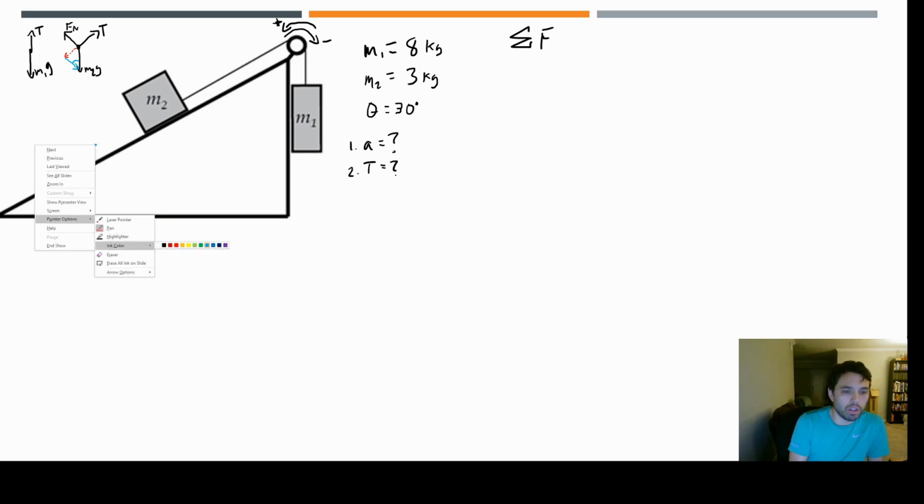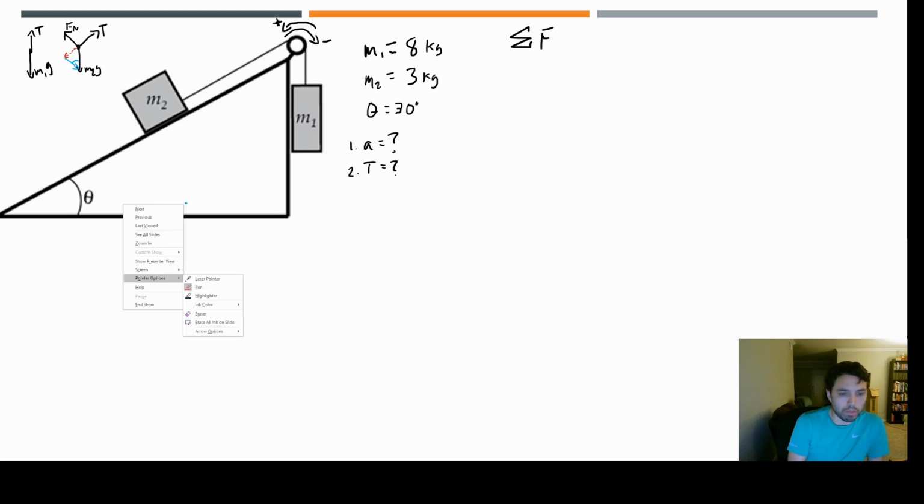Let's look at what our net force equation is going to look like. Back to black, please. Come on. There we go. All right, net force. Let's say net forces here are going to be on the system as a whole, right? So what are the only forces that are causing our system to accelerate?